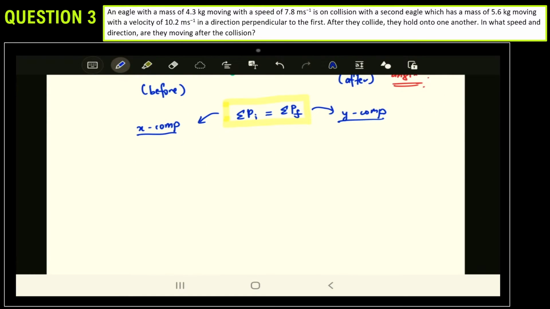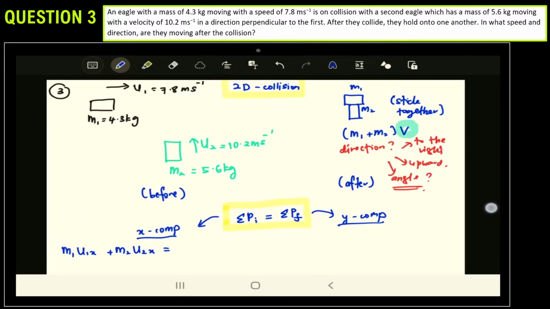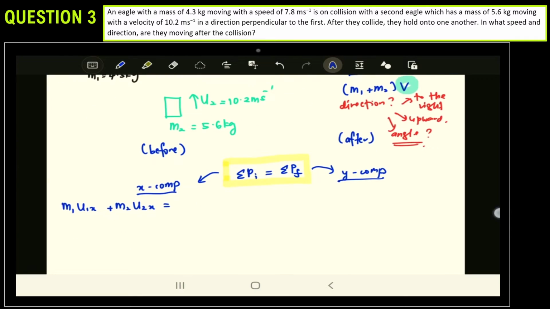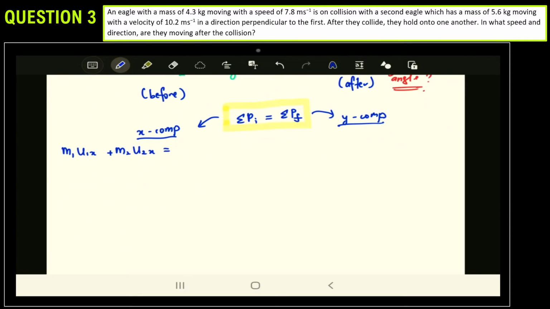Alright, so you can see here in X component, we can write M1 U1x plus M2 U2x equal to, so after collision you can see here, M1 and M2 stick together. Alright, we have M1 and M2, so we do have one value of V. So we're gonna have Vx. So kita combinekan mass dia, M1 plus M2, and since this is X component, so put as Vx.